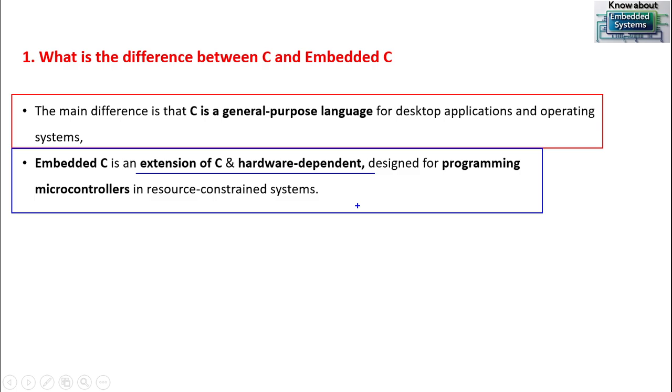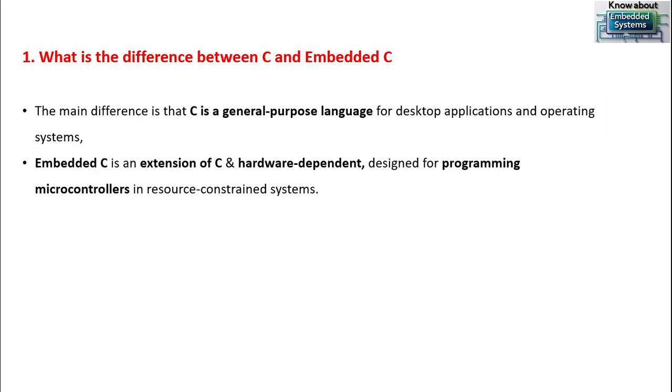C programming is used to develop applications for desktop systems and operating system applications, whereas embedded C is used to develop software for your microcontrollers and embedded systems.